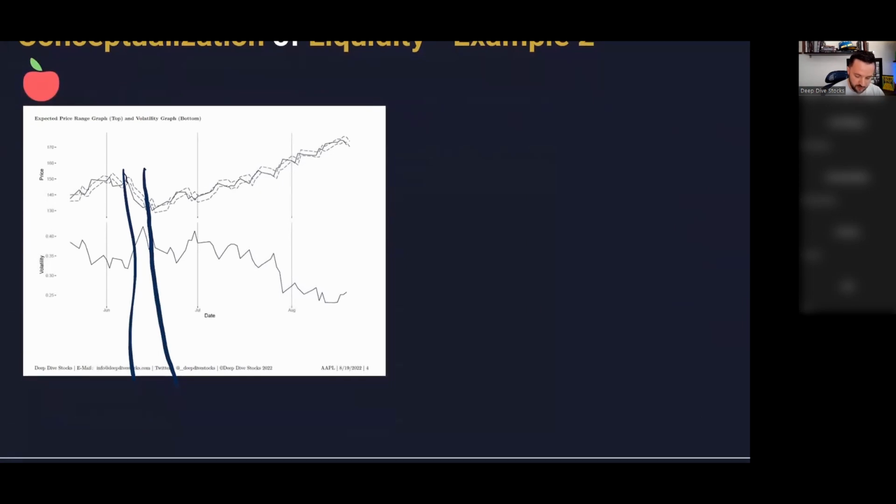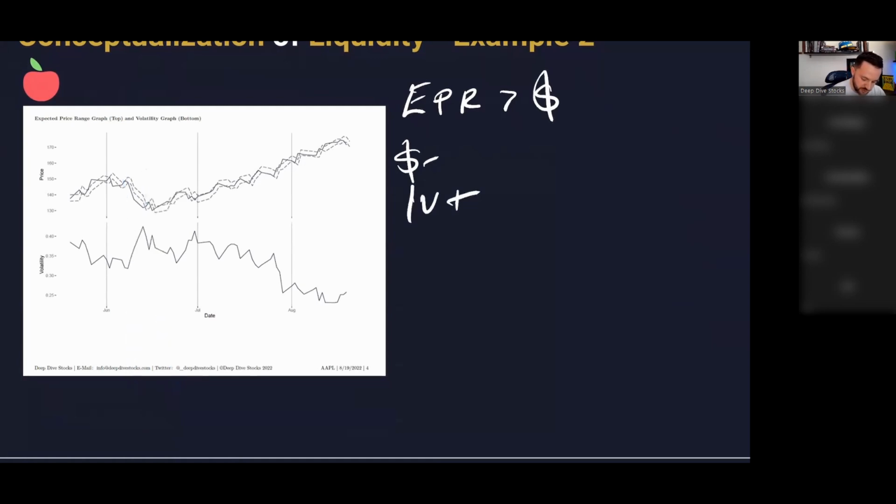We have another instance of greater than expected movements in price. Pretend that's what I wrote. And in this case, however, the stock is going down and IV is going up. So what happened? What changed between here and here? What's the difference? Something changed here. Some dynamic in this stock changed.